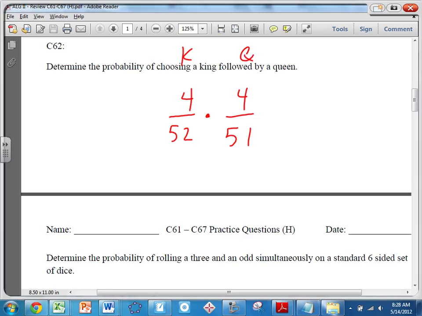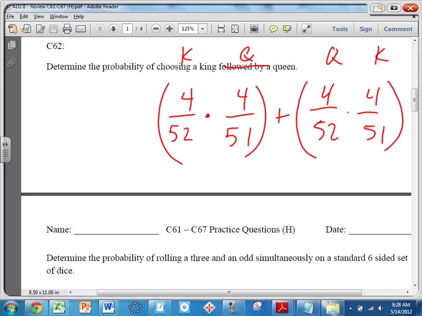Isn't that what this is here? But if it didn't specify "followed by," if it just said getting a king and a queen, you can get a king and a queen, or you can get a queen and a king. So you'd have to do, again, this is if it did not say "followed by," you'd have to do plus 4 over 52 times 4 over 51 again, because this represents the probability of a queen and a king. So this would be your answer if it did not say "followed by."